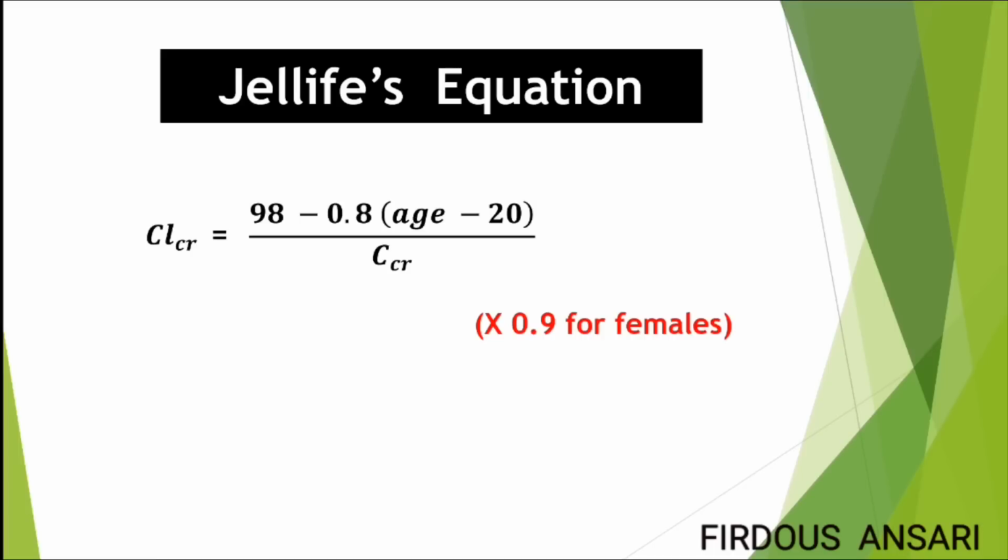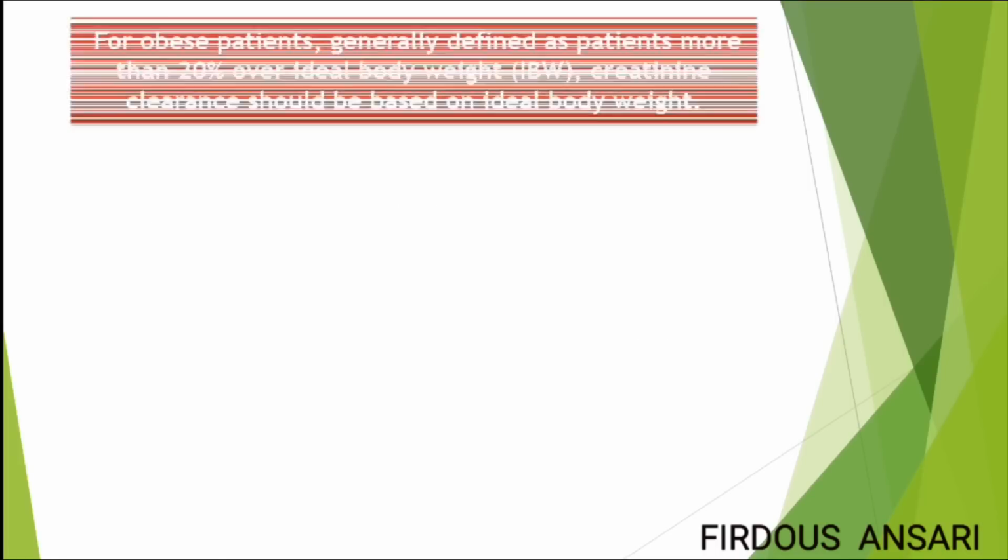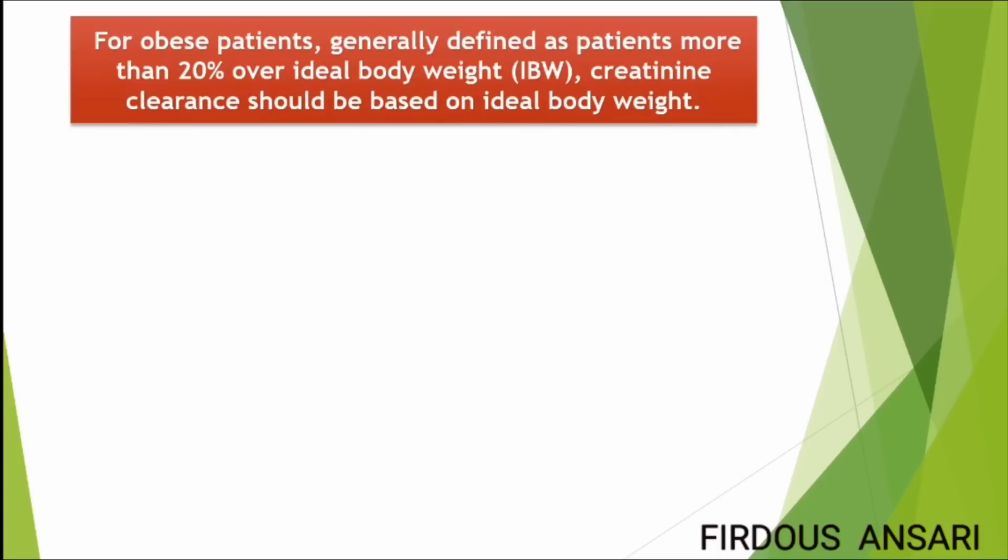So in Jelliffe's equation, two extra variables are being used. As such we have three variables: age, gender and serum creatinine. Serum creatinine is obviously very important, so the two extra variables utilized here are age and gender, but not weight. When weight is a problem for obese patients, generally defined as patients more than 20% over ideal body weight, creatinine clearance should be based on the ideal body weight.